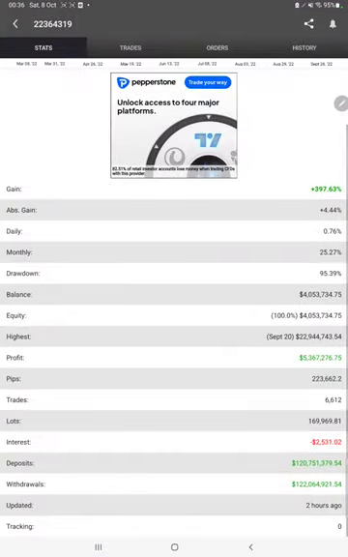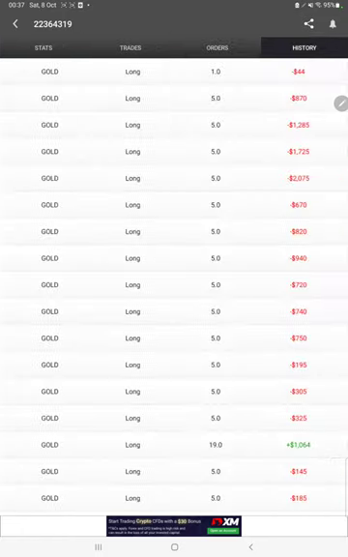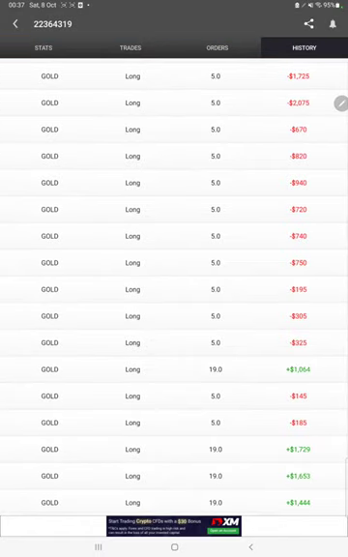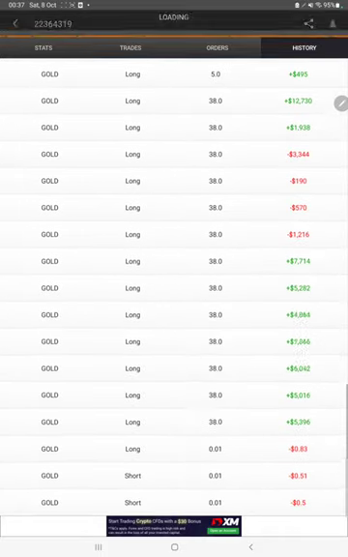Also, the MyFxBook statistics are available with this strategy, so we can check total percentage of gain, absolute gain, daily return, monthly return, drawdown, current balance, equity, profit pips that we have achieved, and 2 hours ago it is updated. We can also see the live open trades here, verify the pending orders, and in history we can verify how much lot size we have traded and how much profit and loss we have made for each trade.